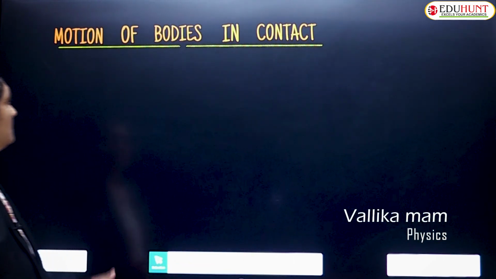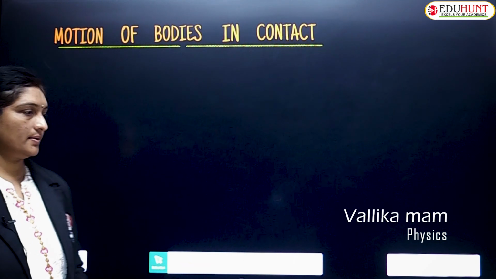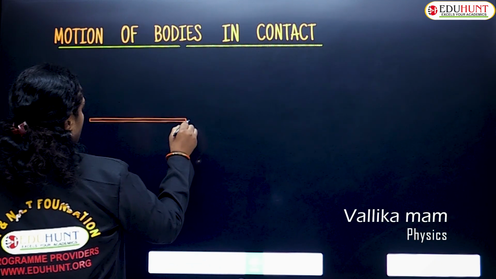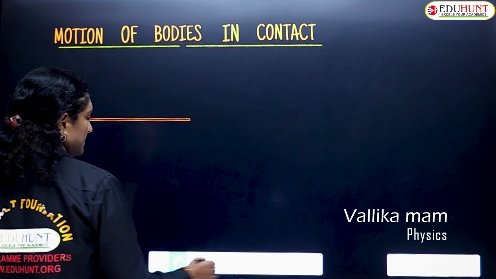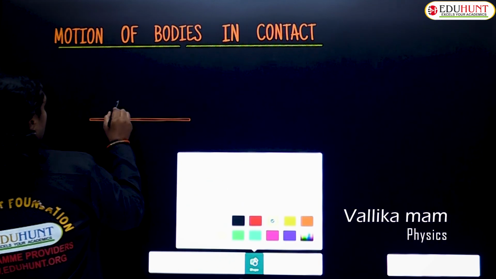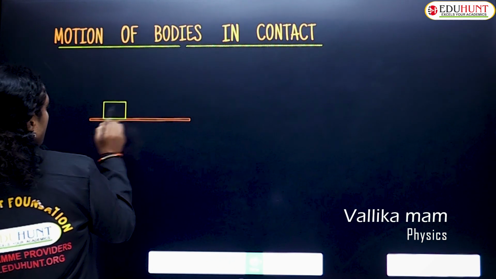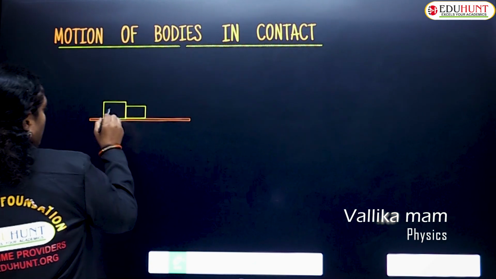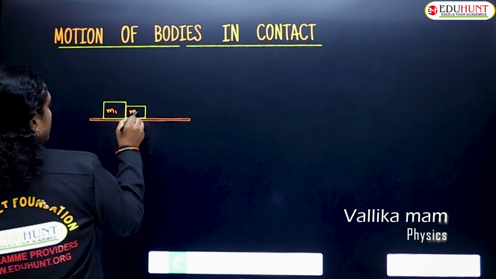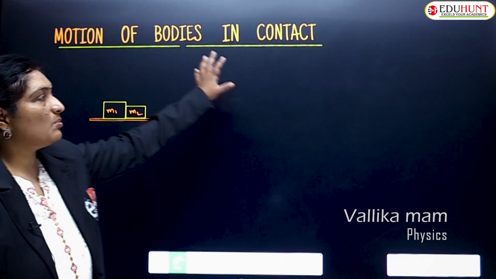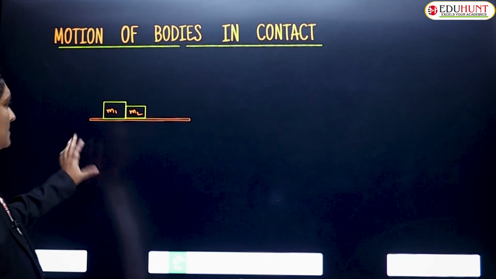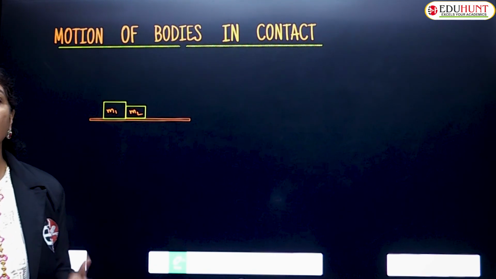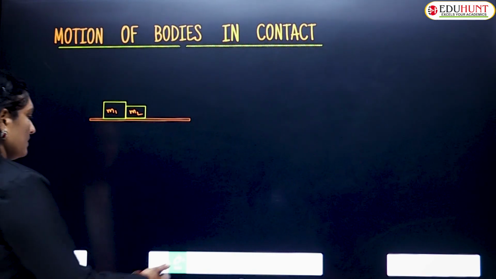So now let us consider the motion of bodies in contact. For this, let us assume that on a smooth horizontal surface, two blocks of masses, say M1 and M2, are lying in contact. This is M1 and here it is M2. In order to understand the motion of bodies in contact, let us consider a smooth horizontal surface on which two blocks of masses M1 and M2 are kept in contact.